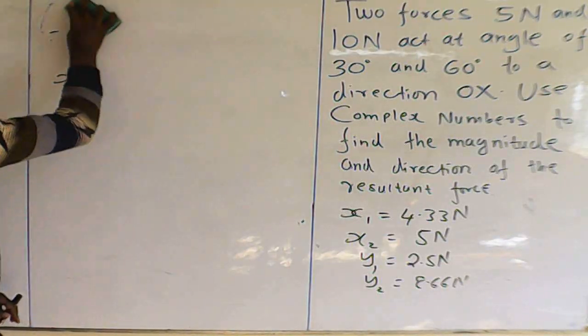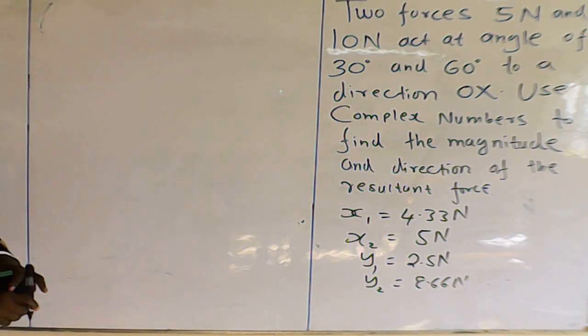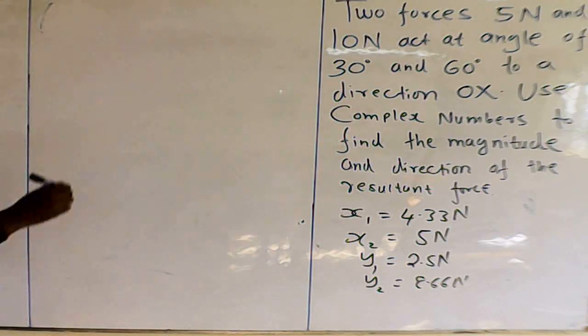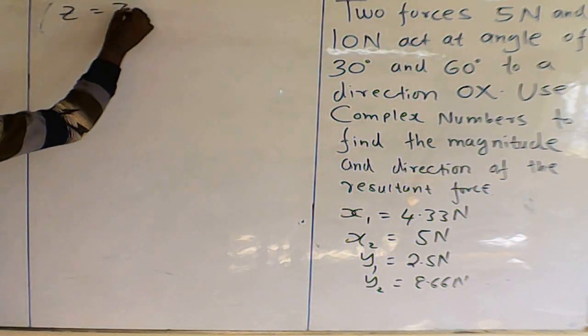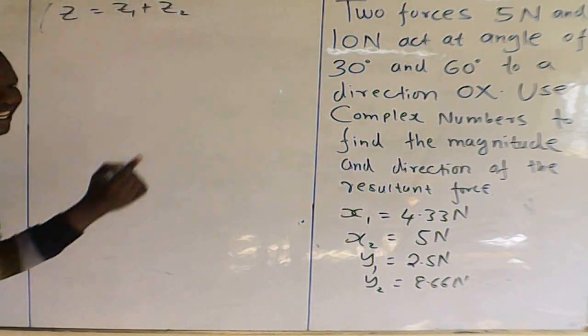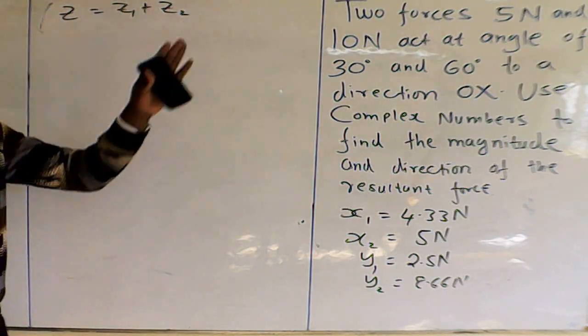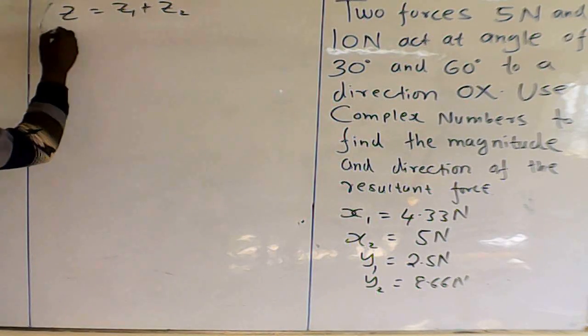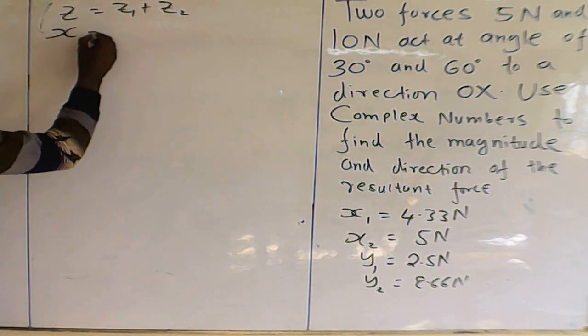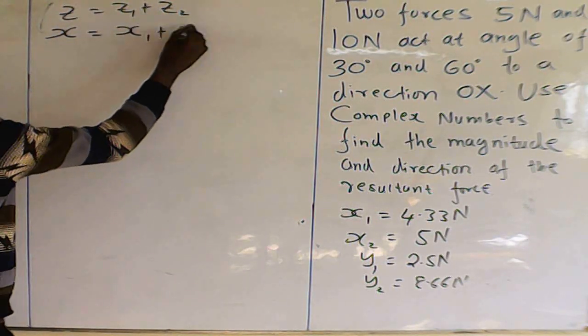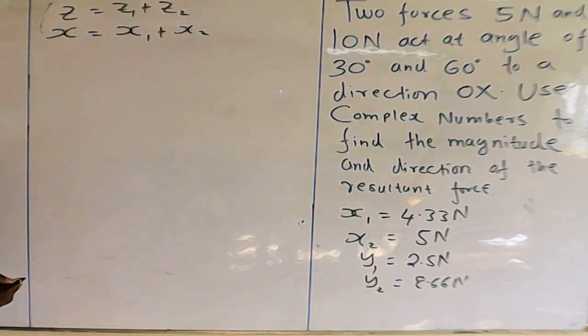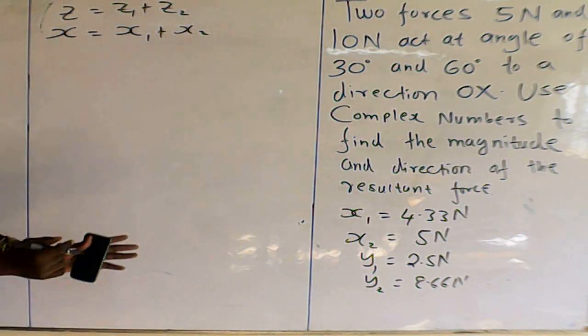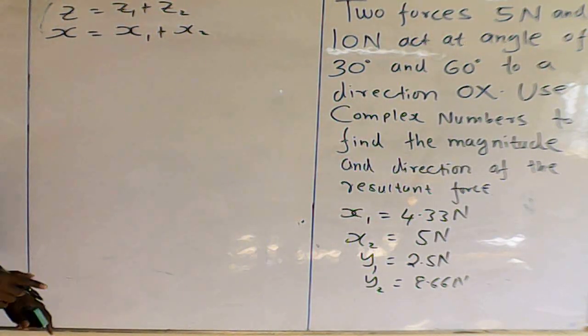So how do we determine the resultant force? We determine the resultant x component, isn't it? Because we say Z is Z1 plus Z2. Parallelogram, you add all of them, and you get the resultant force. So here, the resultant x component will be X1 plus X2, isn't it? Yes. You are separating the real part of the complex number and the imaginary part, isn't it?